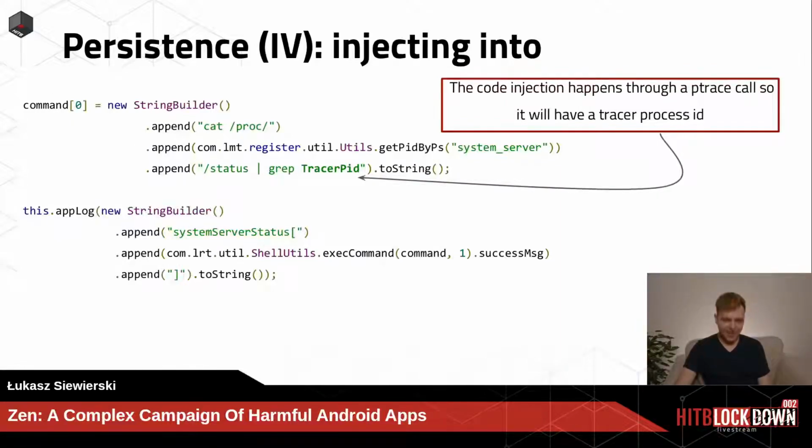And then it also checks whether the tracer PID is there. The tracer PID is the process ID of the app that did the ptrace. So you saw in the previous slides that there is a source app that ptraces into the target app. And when it does that, the tracer process ID will appear in the proc file system. So the app can check whether the injection was successful by looking at the system server tracer process ID. And if it's there, it doesn't have to inject the code again, and it can report back that the injection was successful.